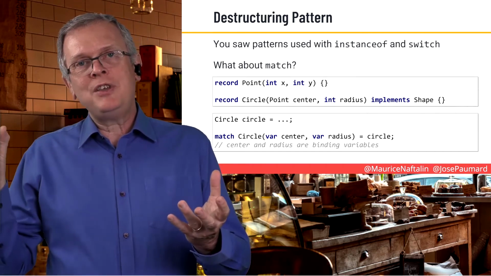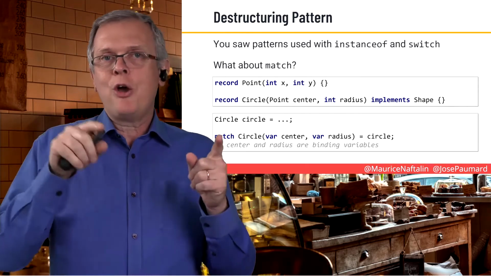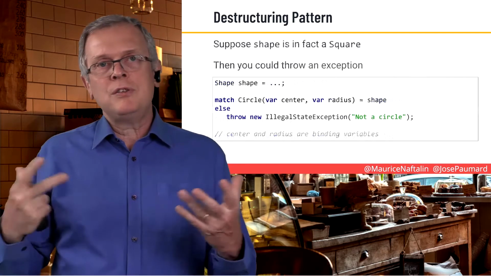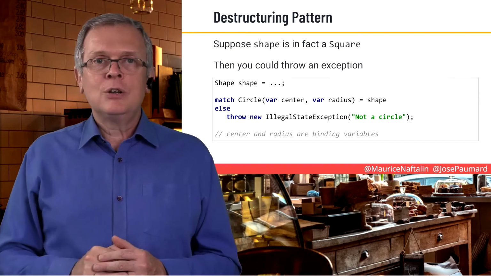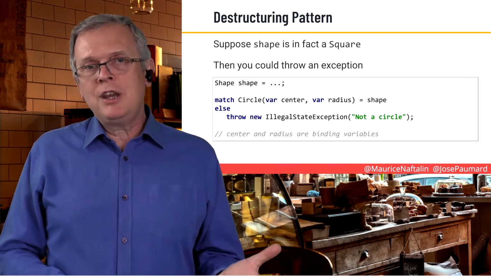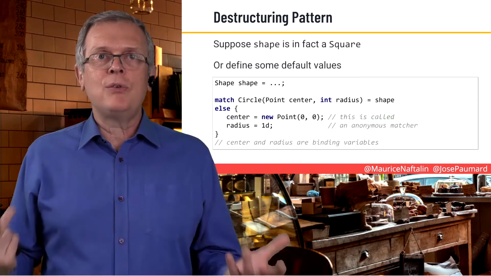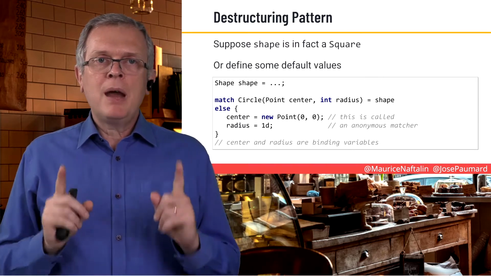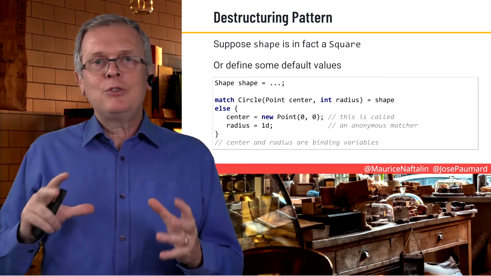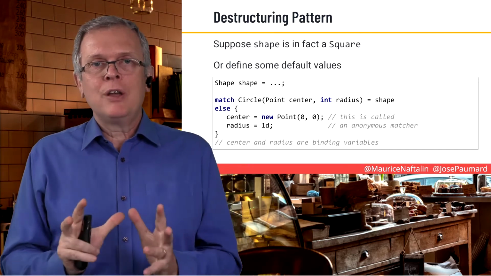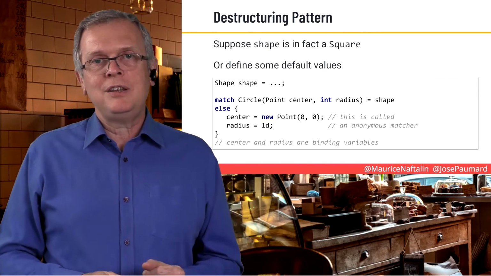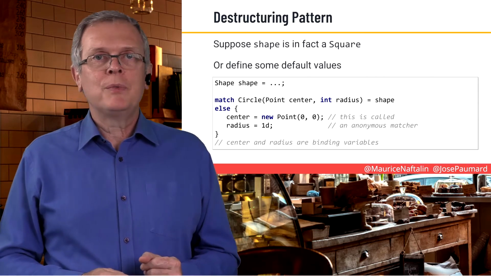Now, what could happen if this circle variable does not match this circle? Well, you have a problem because nothing is defined, but the syntax could be extended with, for instance, an else clause that in that case here would throw an illegal state exception in case shape is not a circle. But instead of throwing an illegal state exception, you could also define default values for your binding variables. And by the way, this way of setting the binding variables by hand, let us call it that way, is called an anonymous matcher. In fact, this else clause is an anonymous matcher that can match your binding variables without having any circle record defined.